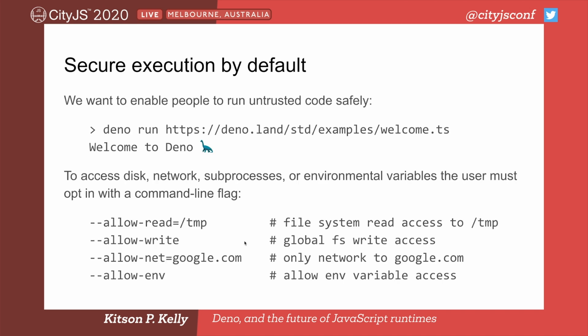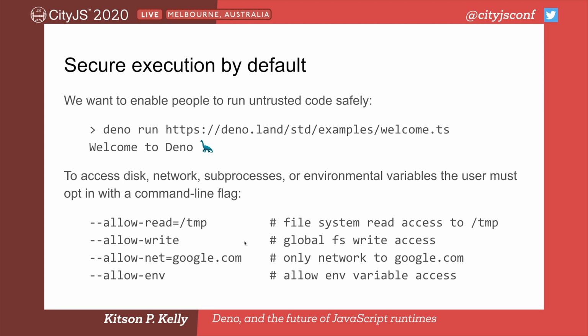Like I mentioned about Node.js, that sort of trusts everybody. With Deno, we have a sort of zero trust type of model. So you can run untrusted code safely. Basically, you can go ahead and grab something off the web, run it, and know that it's not going to start doing Bitcoin mining or wipe out your hard drive. So to access the disk, network, subprocesses, environment variables, even high precision timing, the user must opt in with the command line.